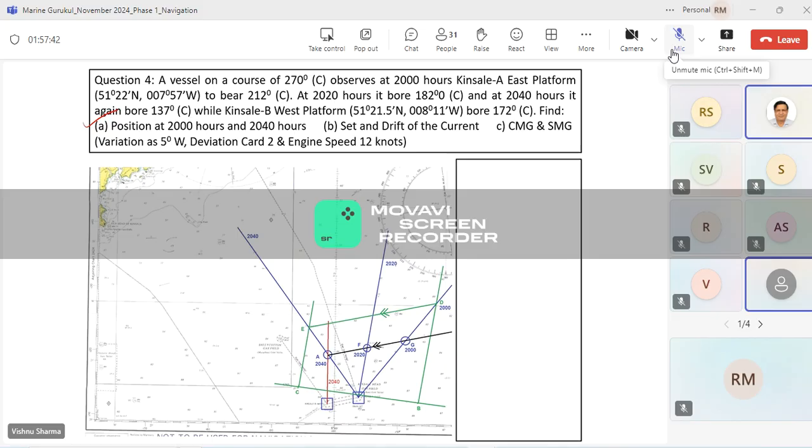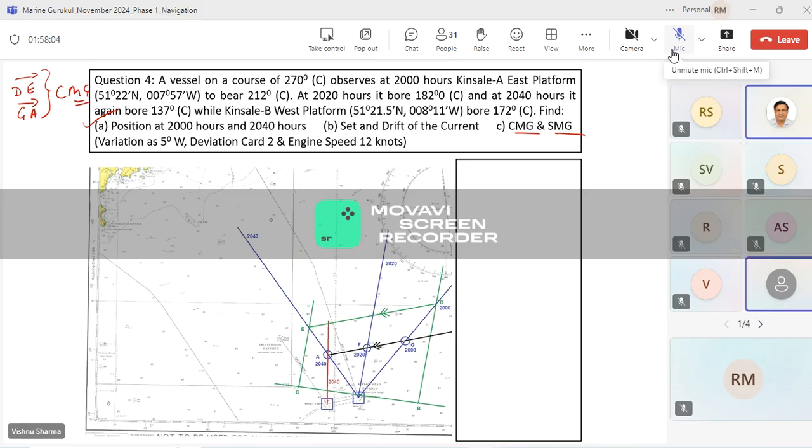Part C. Can you answer CMG and SMG? What is the CMG? CMG is the direction from D to E, or G to A, whichever you want to measure. Direction D to E or direction G to A. Both are CMG. You can take any one of them, right? Yes, sir.